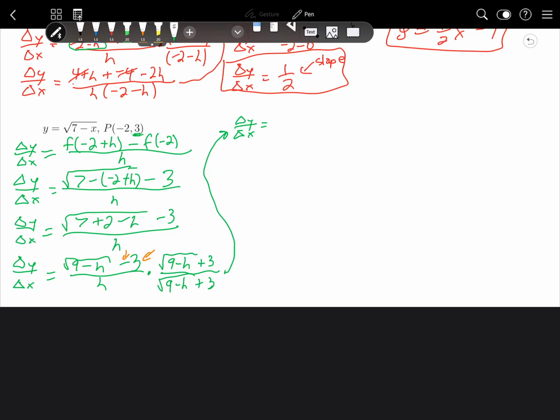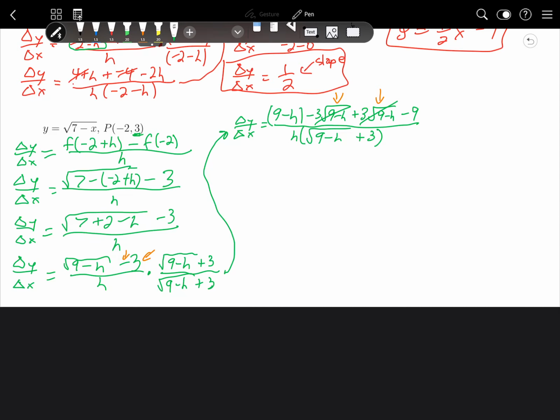Well, we FOIL, right? The square root of something times itself, the square roots cancel, so that's 9 minus h. And then notice I'm going to get a negative 3 square root of 9 minus h. And, for the first time, I'll go ahead and write this out. So I get negative 3 times the square root of 9 minus h plus 3 times the square root of 9 minus h. And then I get negative 3 times positive 3, which is minus 9, all over h times the square root of 9 minus h plus 3. Now, notice what happens here, and this is why we multiply by the conjugate. These two terms in the middle here are opposites. So the only two terms with radicals in the numerator cancel each other out.